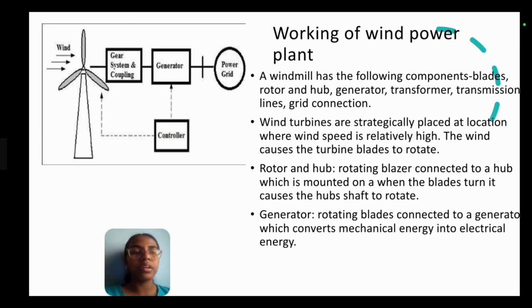Rotor and hub. The rotating blades are connected to a certain hub. The hub is mounted on a shaft, and as the blades turn, they cause the hub shaft to rotate. The rotating blades are connected to a generator. This generator converts the mechanical energy from the rotating shaft into electrical energy.